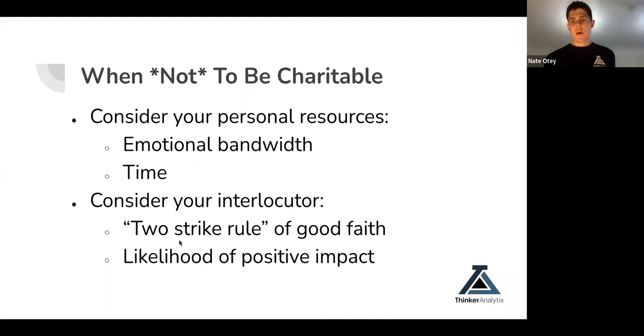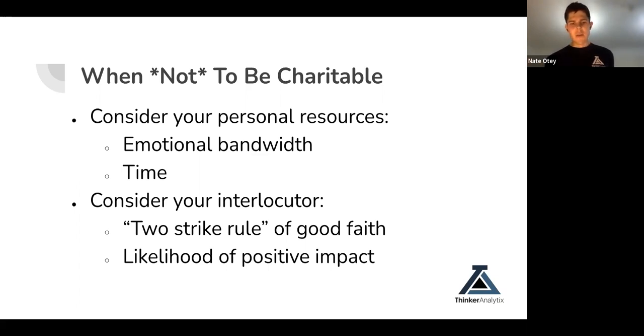This bit here is about the 2-strike rule. This is just something I was talking to a friend who's a professor about: how do you decide whether to engage in a conversation? You might think the default should be to have an open mind toward learning something from this person, that they're in good faith. And then maybe give them one good chance to prove they're in good faith.